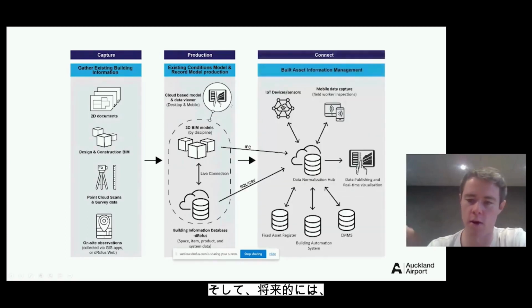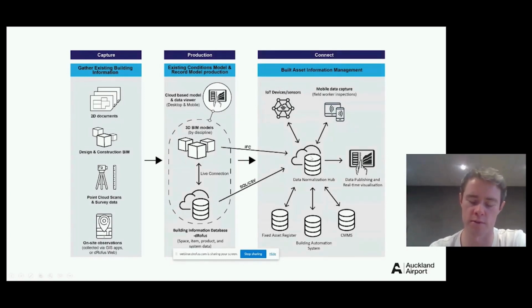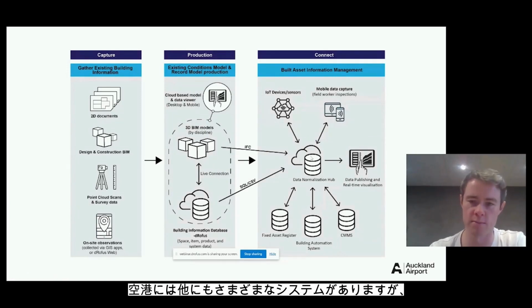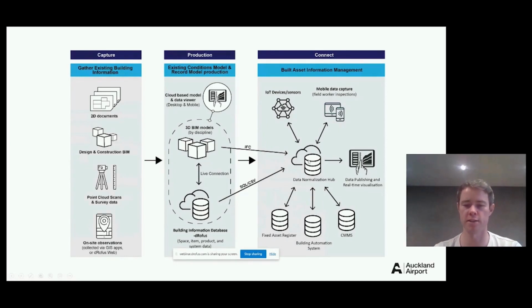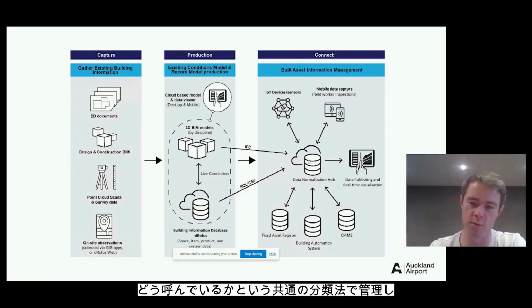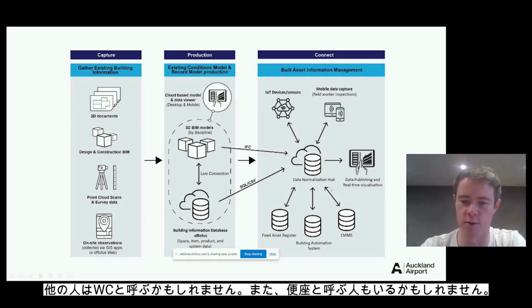And then going forward in the future, this helps us with connecting the data to other systems within the airport. So I'll show you shortly, we have a number of other systems around the airport, and having that structured open data that we can push to another hub or data hub, or a common taxonomy of what the airport calls certain assets, and then being able to feed that to the different systems, because at the moment each different system calls things slightly different. So one might call a toilet, others might call it a WC, others might call it a toilet seat.